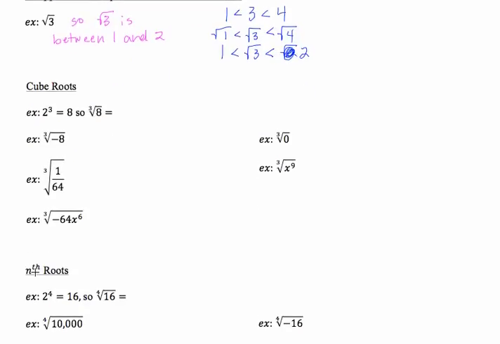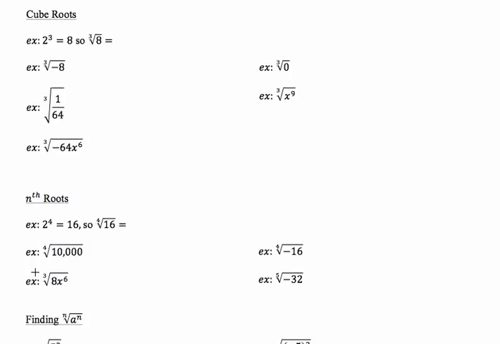Okay, that's square roots. Now this may be new to some of you. This is cubed roots. Cubed roots are numbers who, when you cube a certain number, that's what you get. For example, 2 cubed, that's 2 times 2 times 2, is 8. So therefore the cubed root of 8 is 2. Okay, that's what a cube is.